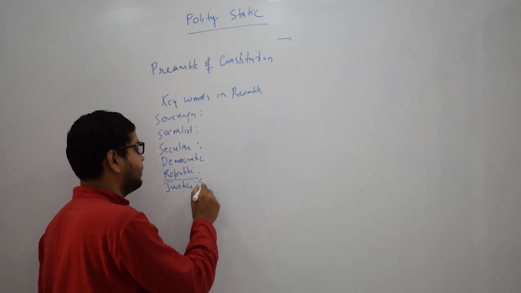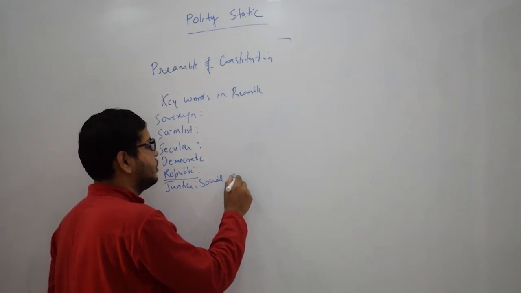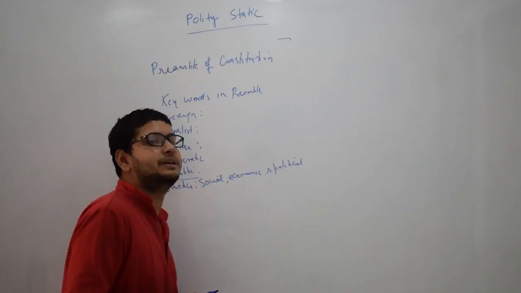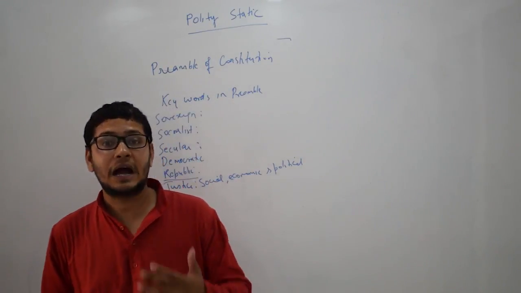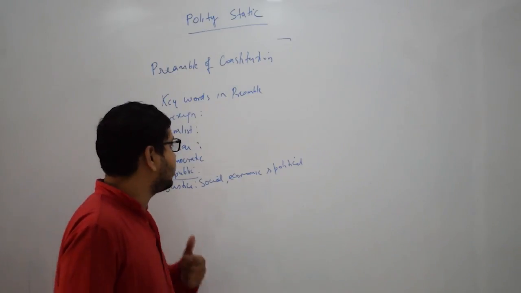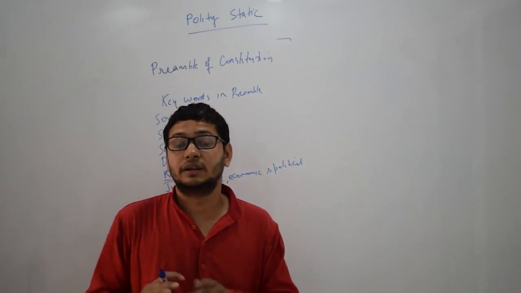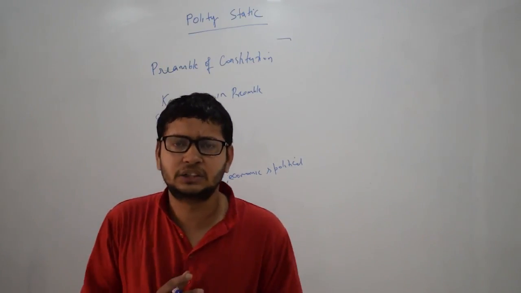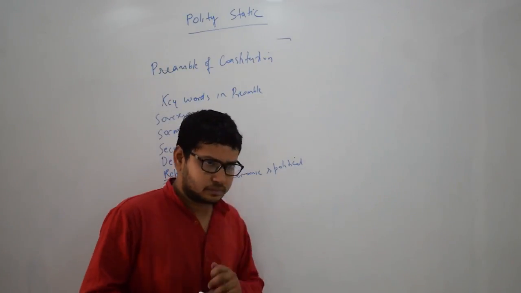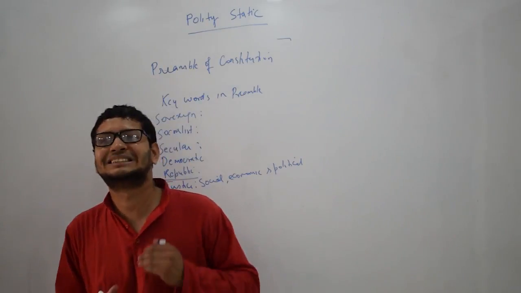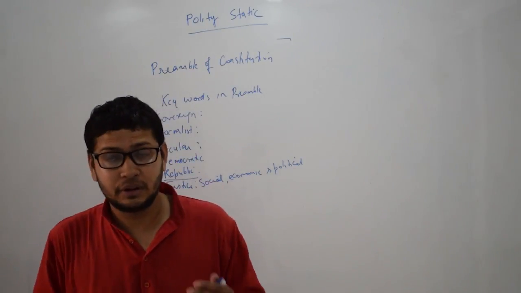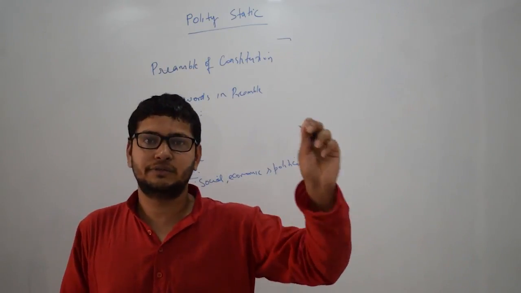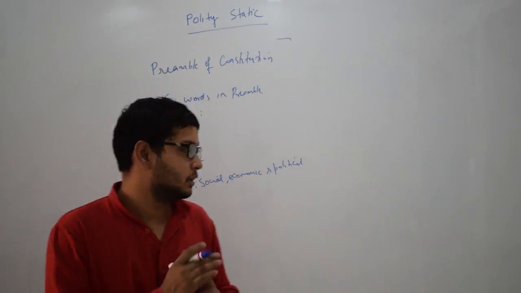Next is justice. The preamble mentions social, economic, and political justice. What do we mean by social justice? It means that nobody will be discriminated against on the basis of caste, class, or religion. Economic justice means that there will be no concentration of wealth in few hands, and resources are equitably distributed. Political justice means that each and every person has the right to vote, and it is equal for everyone. It's not that one person's vote has a value of 5 and my vote has a value of 1. It's one vote for everyone, right?